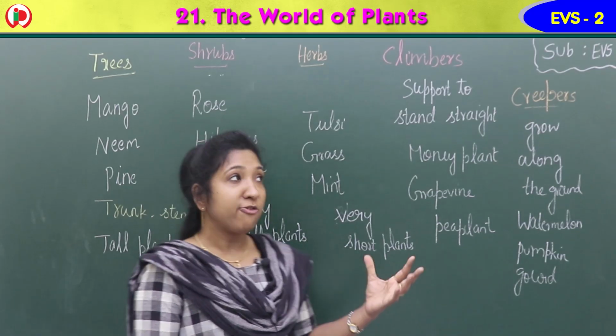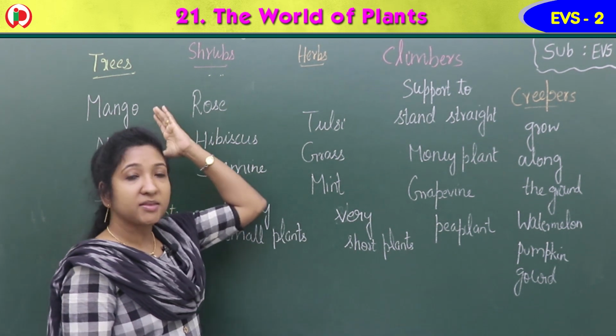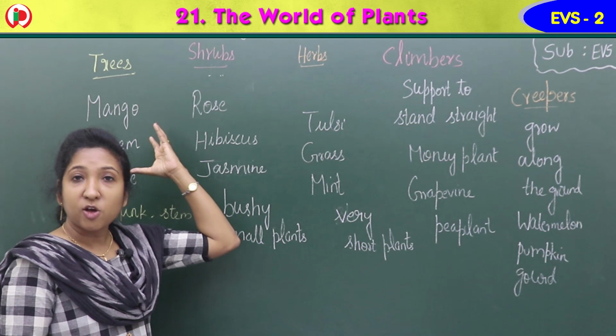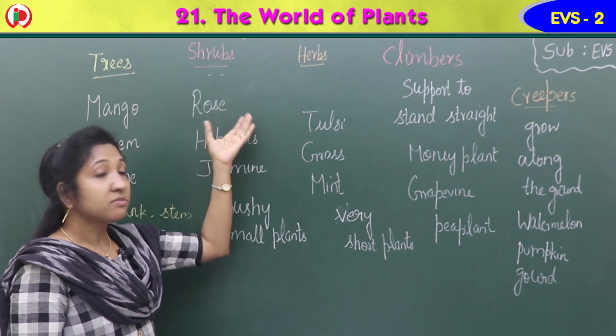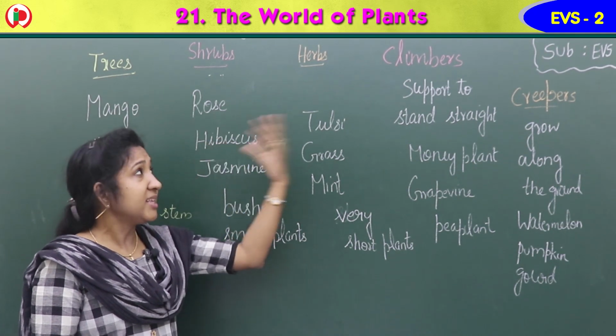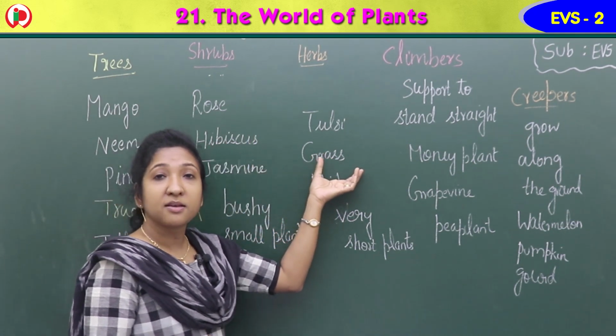The different types of plants around us. One among them is trees. They are tall plants. Tall plants are called trees. Then small bushy plants are called shrubs. Very small plants are herbs.